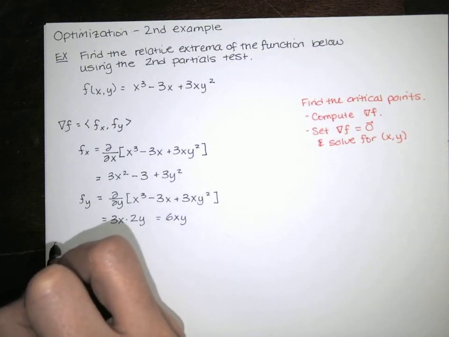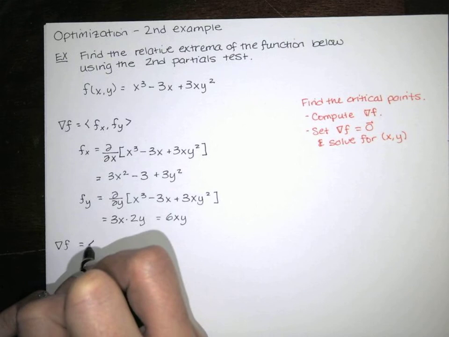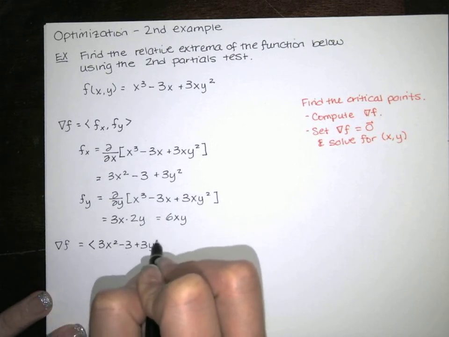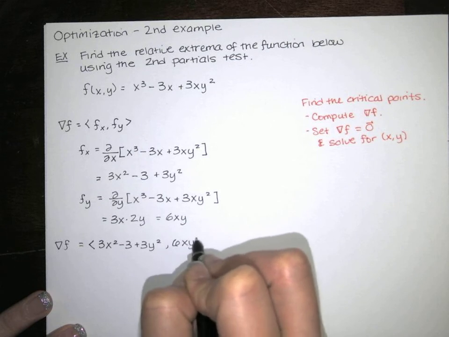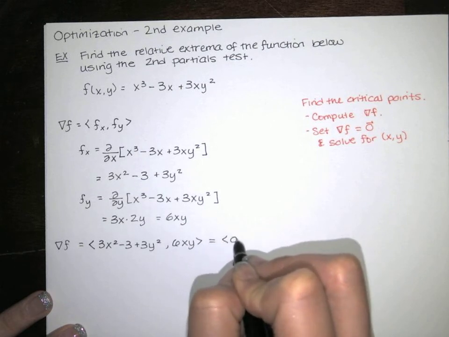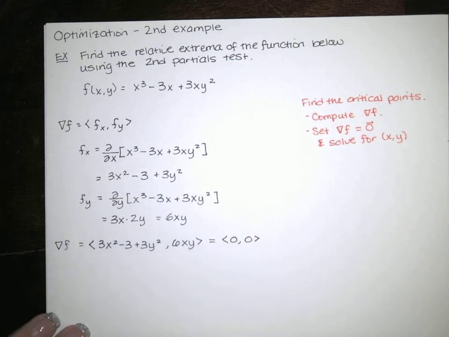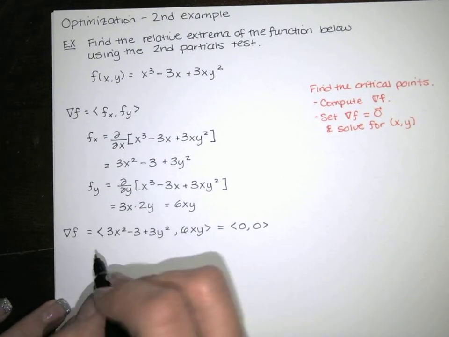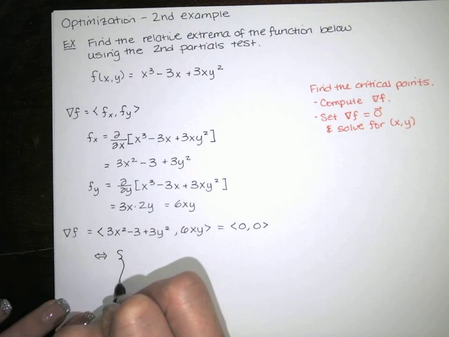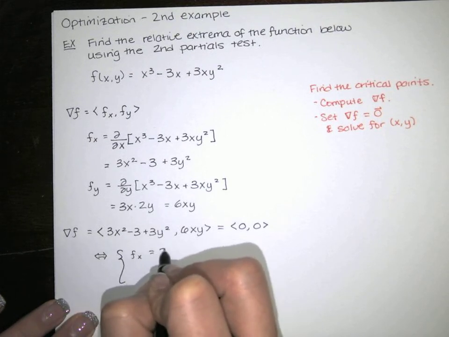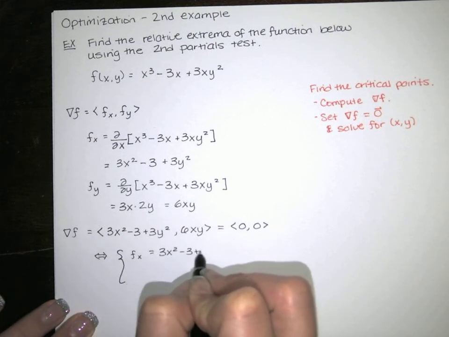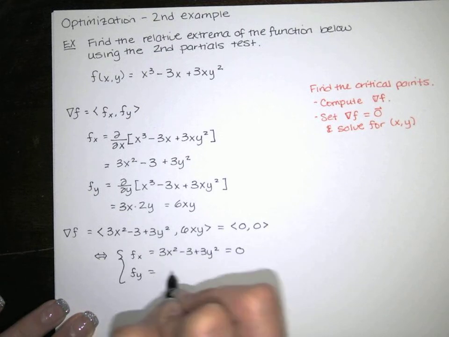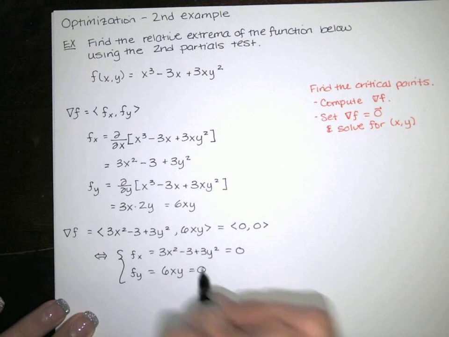So we're setting the gradient vector equal to 0. And that is this vector. We've got 3x squared minus 3 plus 3y squared, and 6xy equals the 0 vector. And remember what that means. Both of these equations, or both of these partial derivatives, have to be 0 at the same time. So this is equivalent to saying, I need the slope in the x direction to be 0, and I need the slope in the y direction to be 0 at the same time.